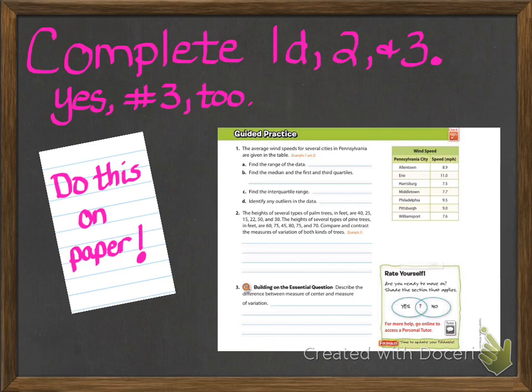We talked about the differences between measures of center and measures of variation in the first 2 lessons that we've already talked about. So think about how they are different, and then jot down a little note there for question number 3.